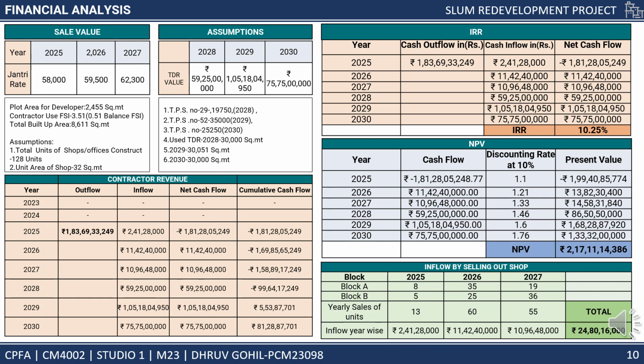The NPV value is generated on the contractor side. It only includes the value of selling the commercial shops. The revenue is only generated by selling the shops. The IRR value that comes up with this project is 10.25.